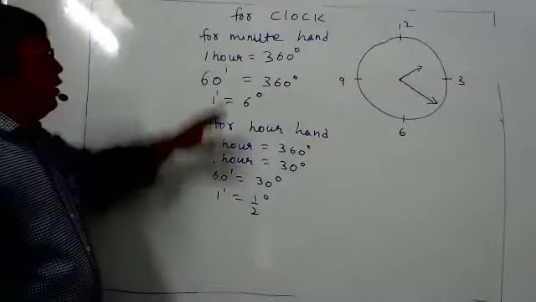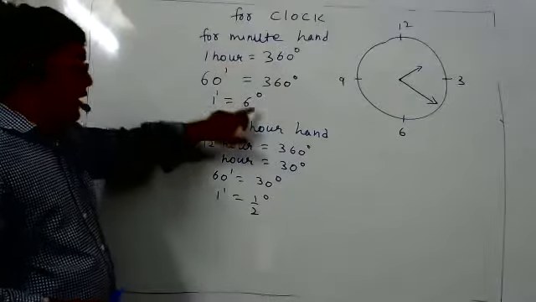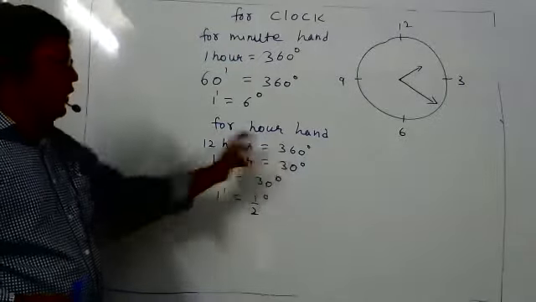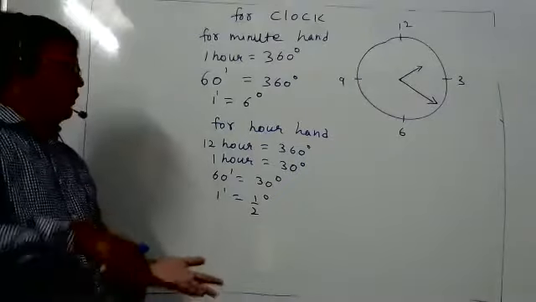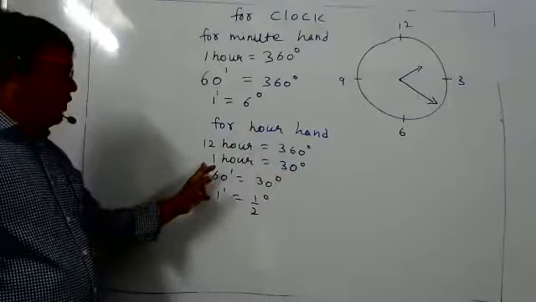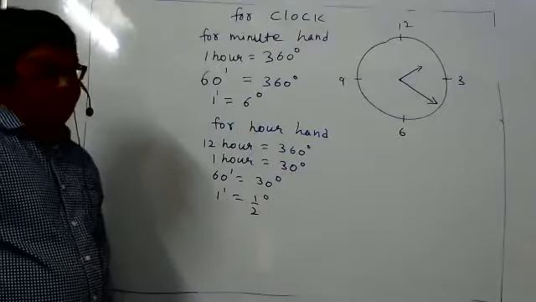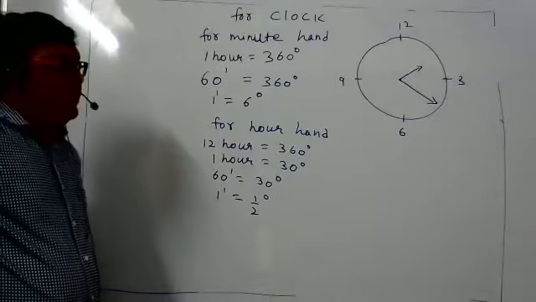Copy down this one. The minute hand will cover 360 degrees in 1 hour, 6 degrees in 1 minute. The hour hand will cover 360 degrees in 12 hours, because in 12 hours the hour hand will complete one revolution, and 30 degrees in 1 hour by the unitary method, and half a degree in 1 minute. Copy down and ask doubts.